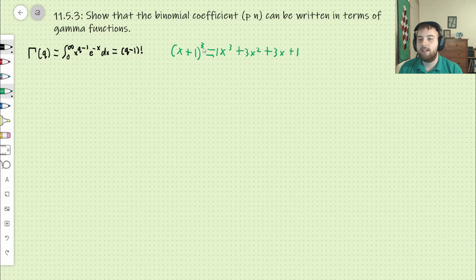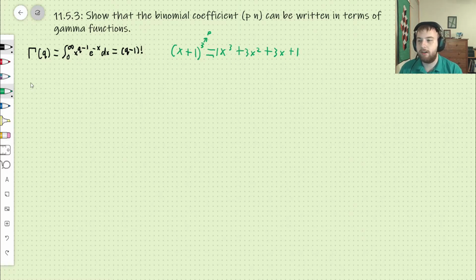So your p is what you're taking it to the power of, and then your n is which one you're interested in. So this is n equals 0, 1, 2, and 3. My bad. So yeah, that's the binomial coefficient.